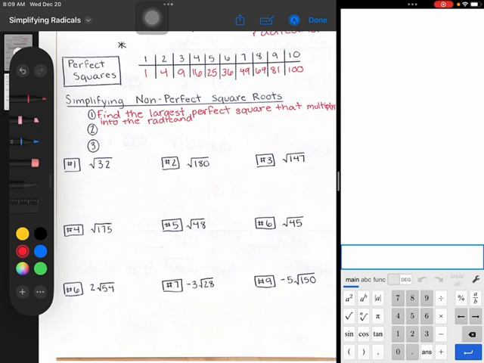The second thing we do is we take the square root of that perfect square we found, and we move it outside the radicand. And then lastly, we're going to leave the leftover under the radical symbol.